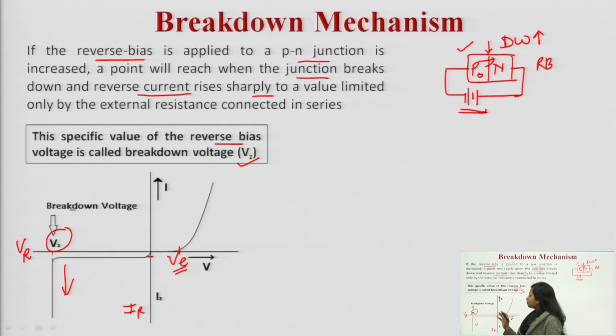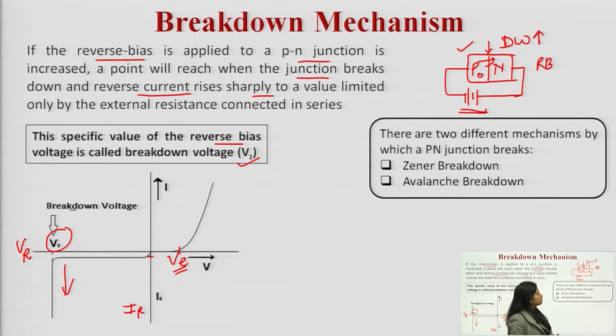After this point, even if the voltage is increased, there is no effect, so you can plot the characteristic curve in this manner. I hope this point is now clear. What do you understand by breakdown, and how do you define the breakdown voltage?